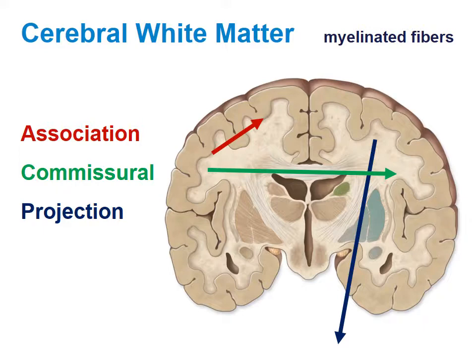The cerebral white matter lies deep. Here we find three tract types. Association fibers connect to gyri of the same hemisphere. Commissural fibers connect gyri between the two hemispheres, and so they cross sides. Projection fibers connect the cerebrum to an inferiorly located brain structure.